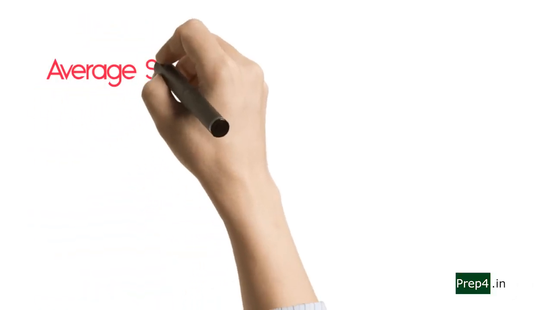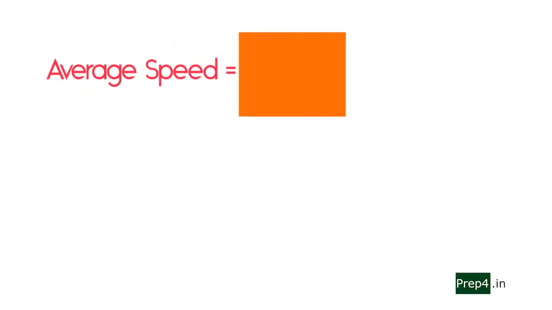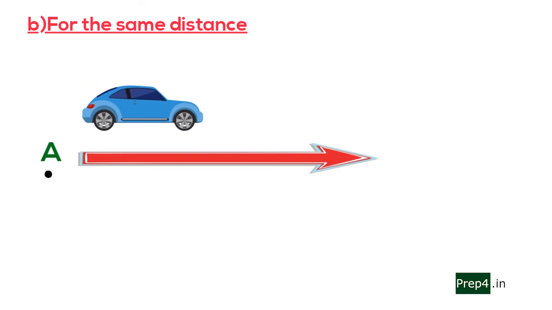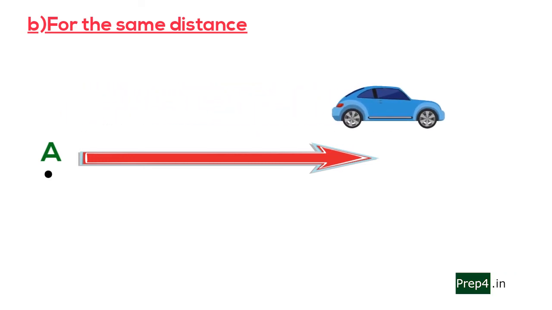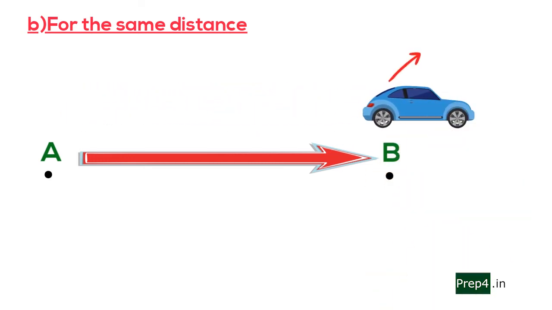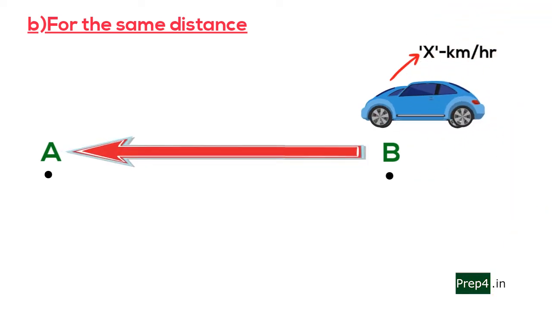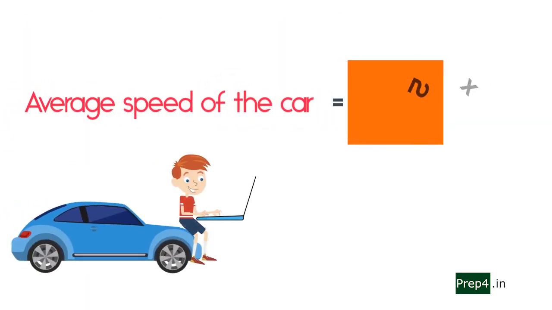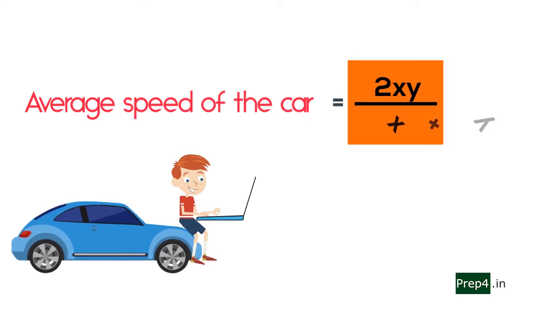So firstly, average speed is equal to (a + b) by 2. Next, for the same distance from point A to point B, we have x kilometer per hour and going back to point A we have y kilometer per hour. So average speed of the car is 2xy by (x + y) kilometer per hour.